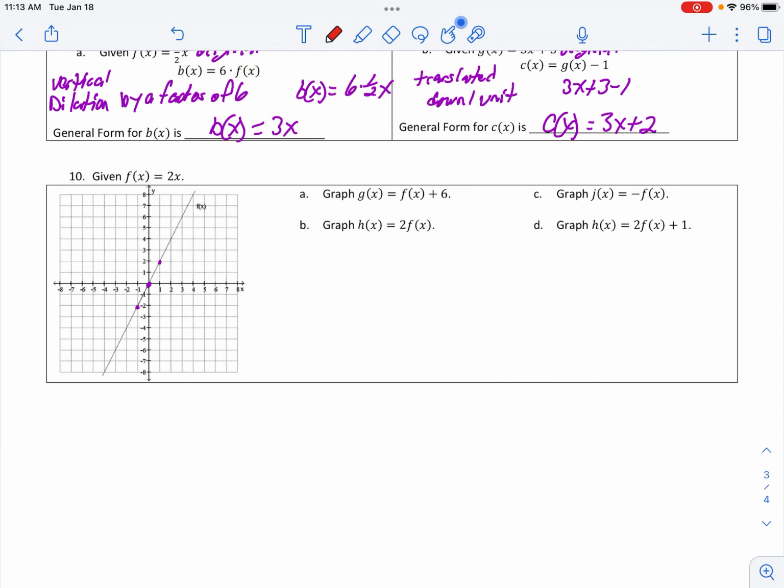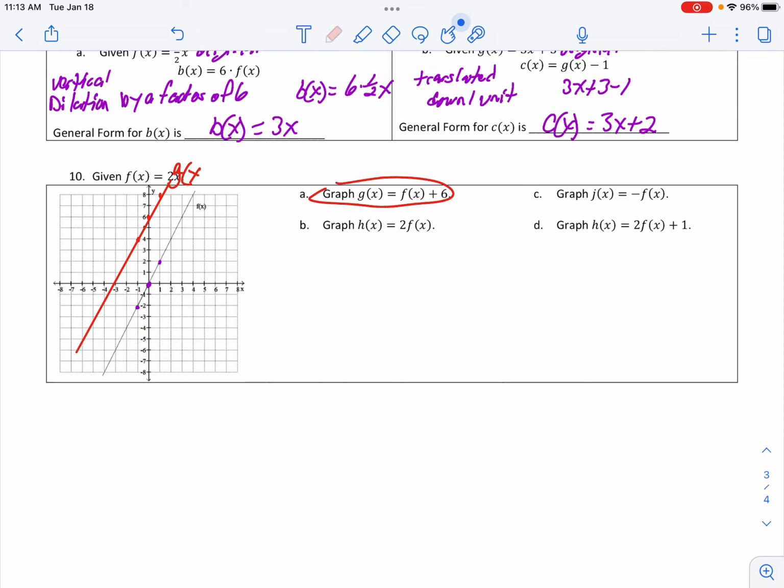So the first one here goes up 6. Go up 6 here, takes me to 4. The next one goes up here to 6, and this one goes up here to 8. Take your ruler, line it up, and that is going to be my, nope, that is g of x.